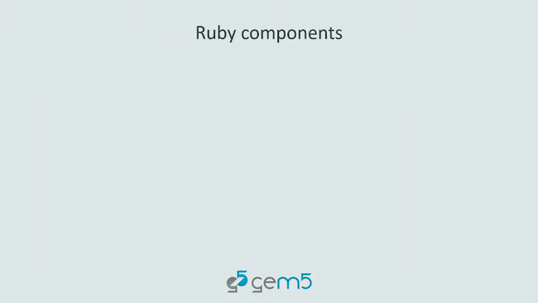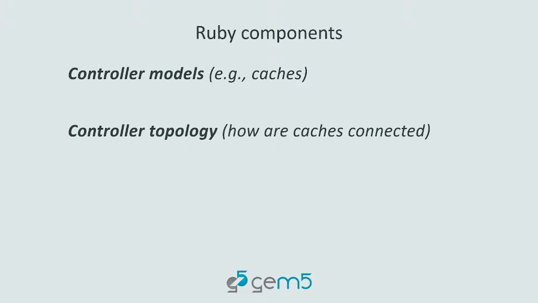Okay. So there's a bunch of components to the Ruby protocol. So we have the models for the controllers. So this is like our caches. We're really going to be focusing on the controller state machine, not like the SRAM array where the data is stored. The focus here will be on the state machine of the controller. There's a topology, which is how the caches are connected together, which cache can talk to which other cache, where your routers are, how those routers interact with one another. There's the network model. So that's the model of the routers and the links. And Marjan will talk a little bit about the controller topology and network model after I'm done.